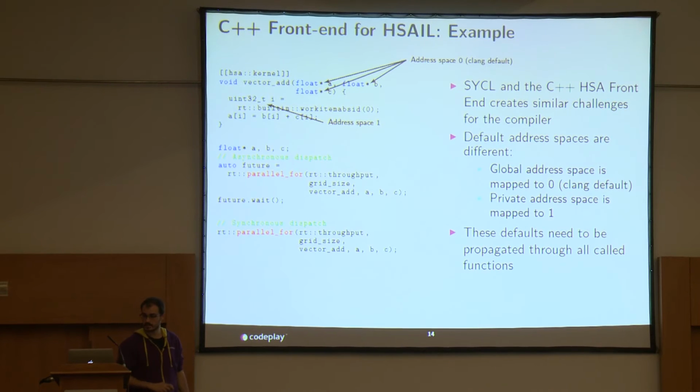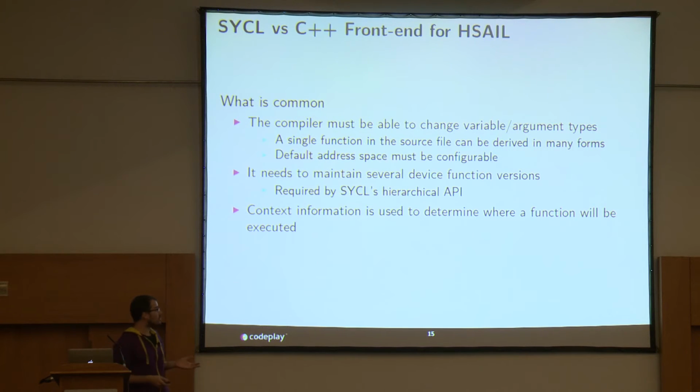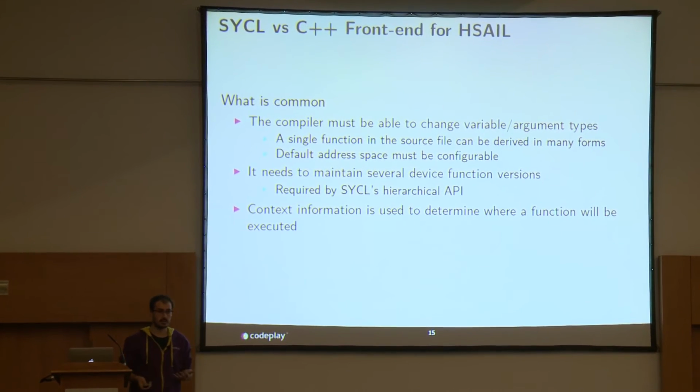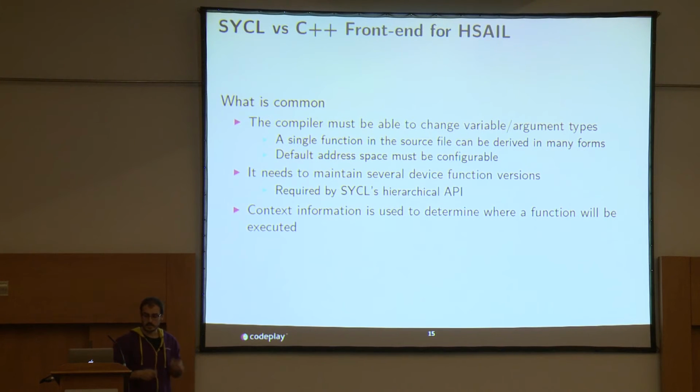Just to sum up what I told you: we need a compiler that is able to infer and change the variable and argument types inside all the functions that we are compiling for the device, and needs to derive this into many forms. We also need to maintain several device functions separately to support the hierarchical model. I'm showing you we made two distinct calls to two different functions, and basically, we use a little bit more information to resolve the different calls.